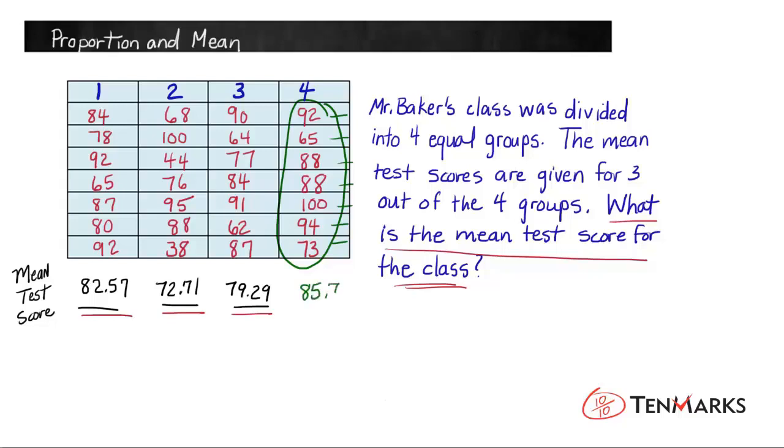85.71 for the mean of this group of students. And now if we take the 85.71, 79.29, 72.71, and 82.57 and add those all together and divide by 4, you're going to get 320 and 28 hundredths divided by 4. That's going to give you 80 and 7 hundredths, or about 80% for the mean test score of the whole class.